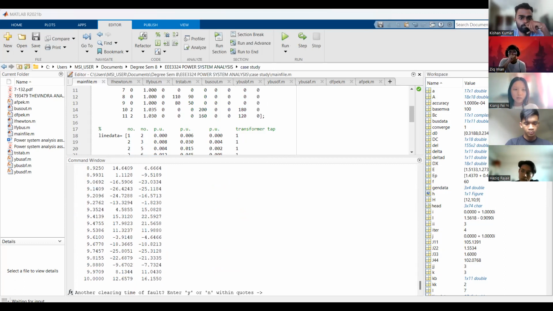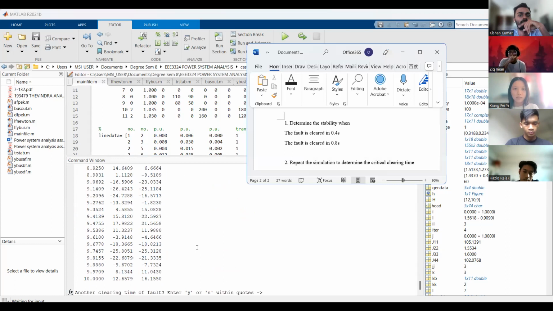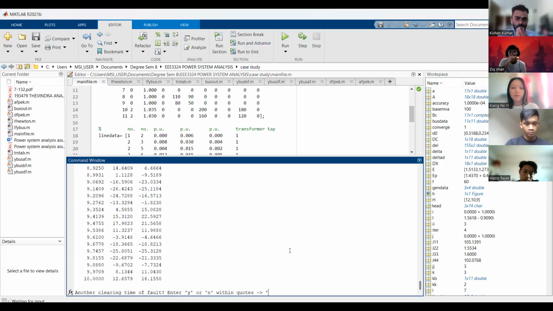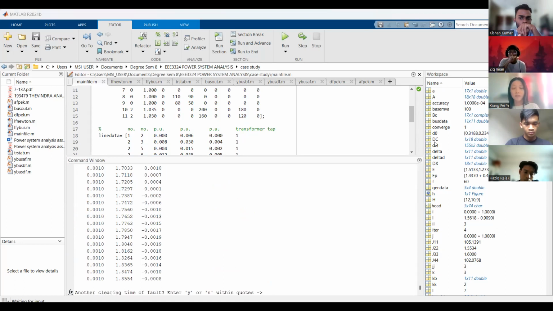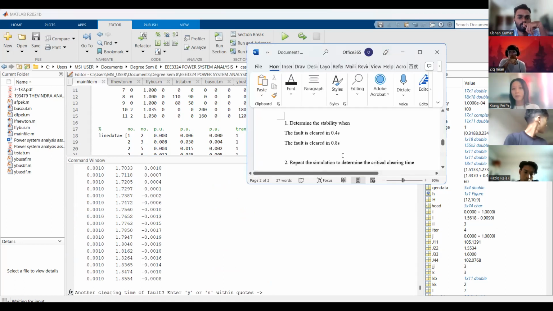So the second question is to determine the stability when the fault is cleared in 0.8 seconds. So for 0.8 seconds, the graph will be like this. This is the phase angle difference diagram. Then the third question is to repeat the simulation to determine the critical clearing time.